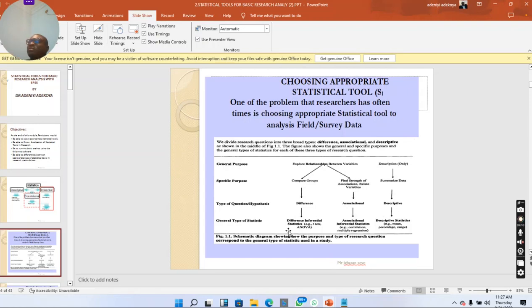For example, if your work is to look at perception about service delivery, effect of service delivery on customer satisfaction. Customer satisfaction is a very broad concept. It's what we call the SERVQUAL model. You've heard of that model before. A model that wants to look at service quality, empathy, and service rendered.